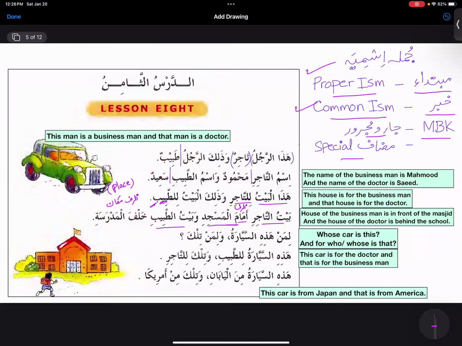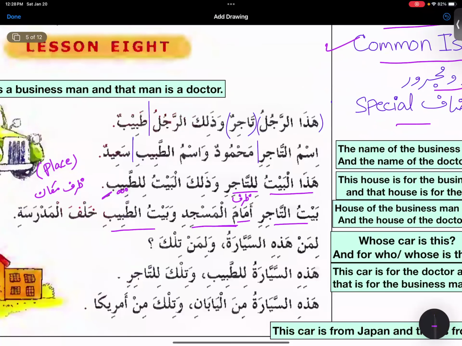Now you tell me, Haza Rajulu, what do you notice here? This is a fragment, very good, because I see it all over here. Right? So this is a fragment. Ismul Ishara. So we're going to say Haza is Ismul Ishara lil Muzakkar, singular. Okay, what is Ar-Rajulu? Musharun ilayhi. Very good.